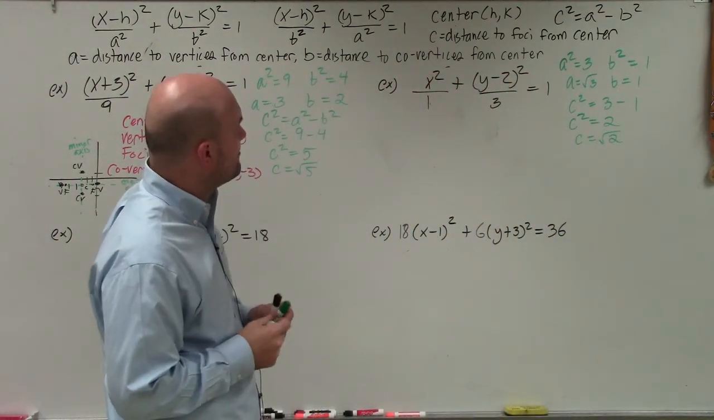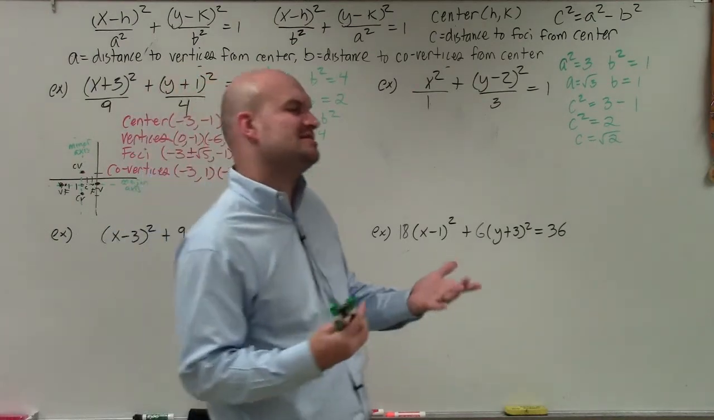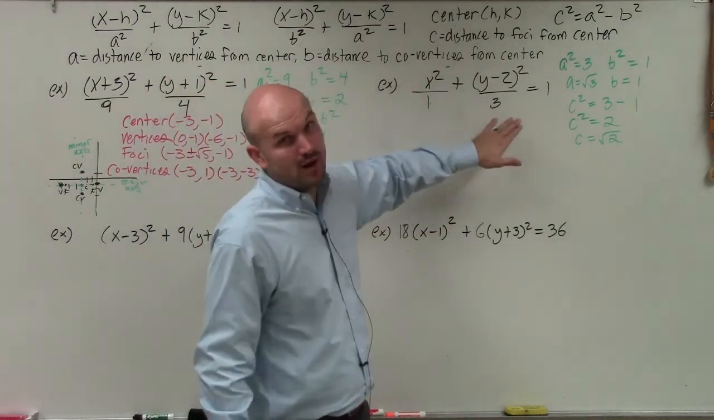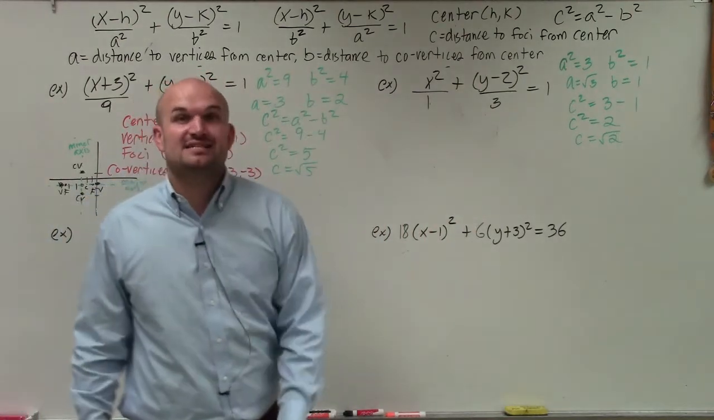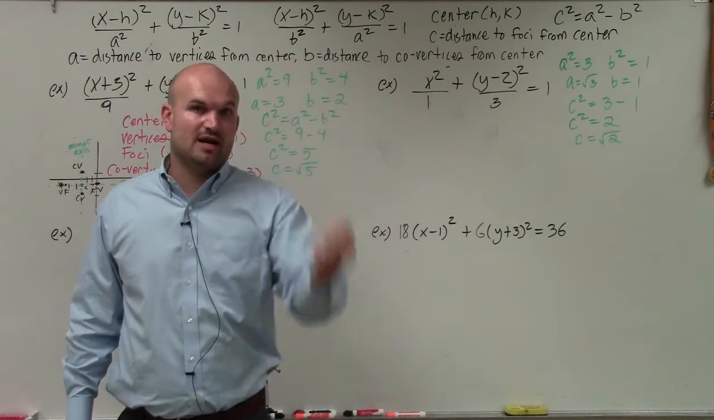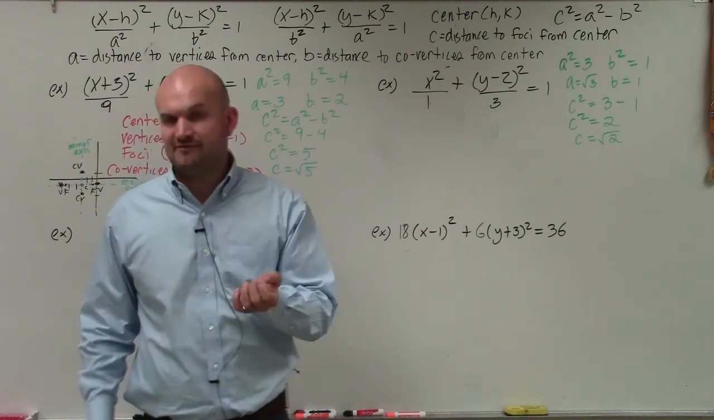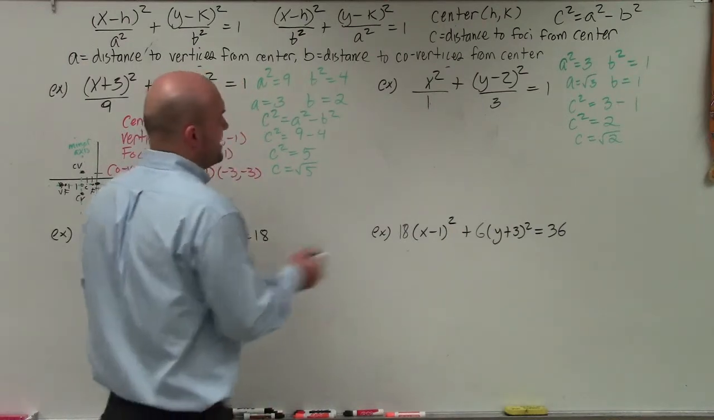OK, so again, now we look at our a squared, and we determine what variable it is under. A squared in this case is under the y. Now my major axis is going to be vertical. That means from the center, my vertices are going to be going up and down, and my co-vertices are going to be going left and right. So let's go ahead and plot the graph.